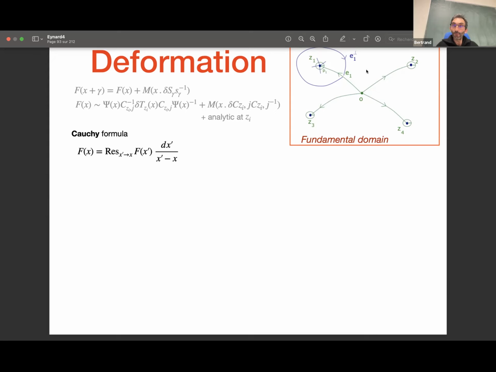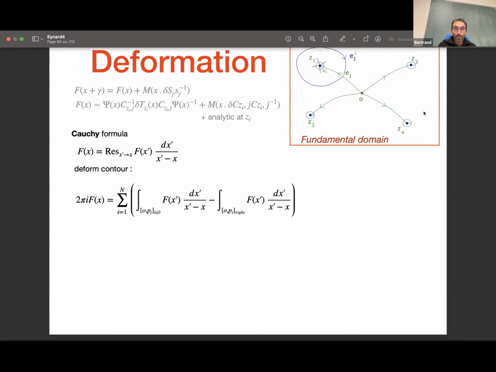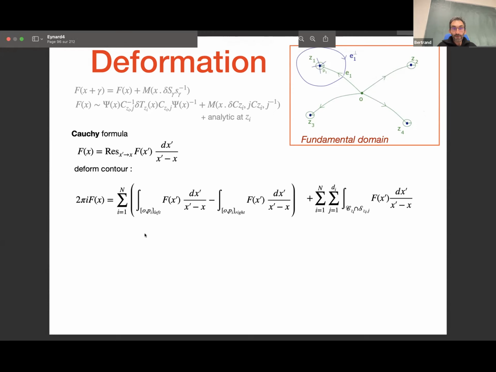And we shall deform, so we had an integral around some x here, and we shall deform the contour in such a way that now the new contour will go to the left of each edge, around the circles, and then to the right of each edge. So here is the formula that it gives. For simplicity, I ignore the case where there is a pole at infinity in CP1. So 2 pi i times f of x is the sum of the integrals. Here we have the integral along the left side of an edge minus the integral along the right side of the edge, and the integrals around the small circles.